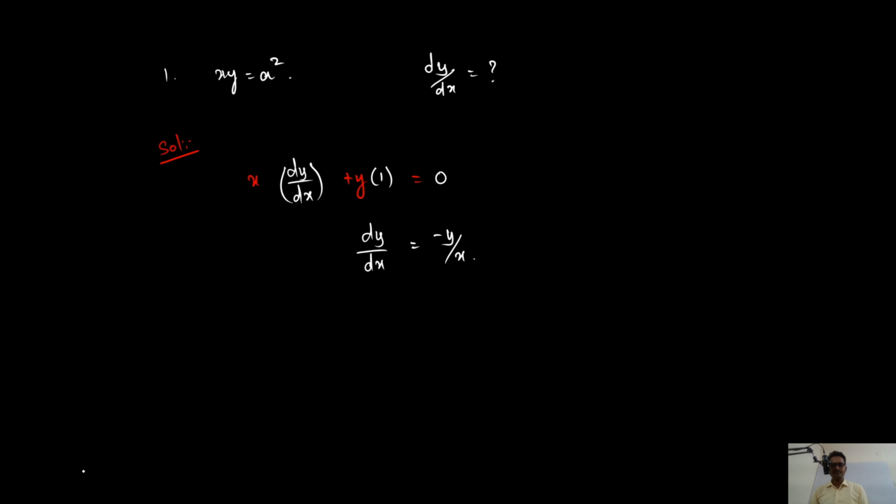That's all. Next question: x equal to a into (1 plus t square) by (1 minus t square), and y equal to 2t by (1 minus t square). You need to find out dy by dx for this question.